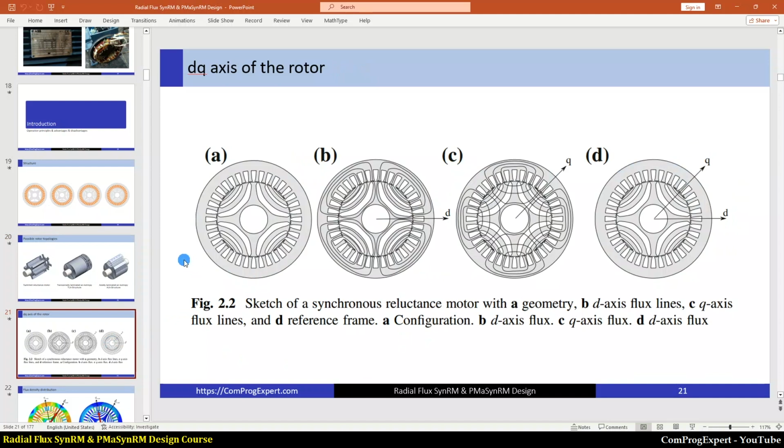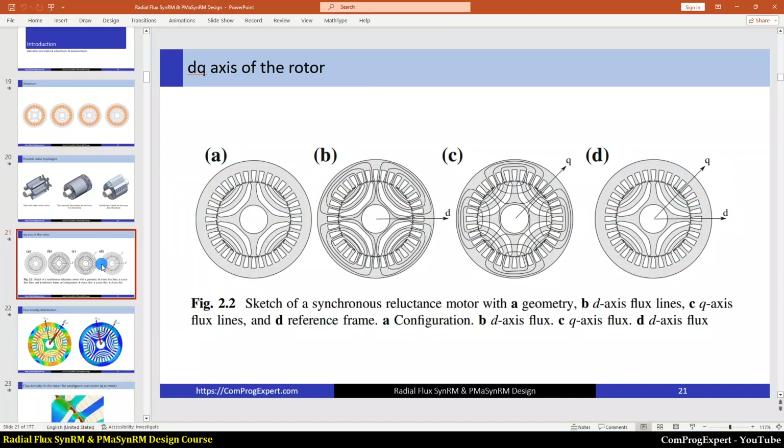Here you can see the D and Q axis of the rotor. So we should consider a convention. As you know, to design a synchronous motor, it's good if we transform quantities in the rotor reference frame and plot the vector diagram in the rotor reference frame and analyze. So we should consider a reference frame and a reference direction for the d-axis and q-axis.